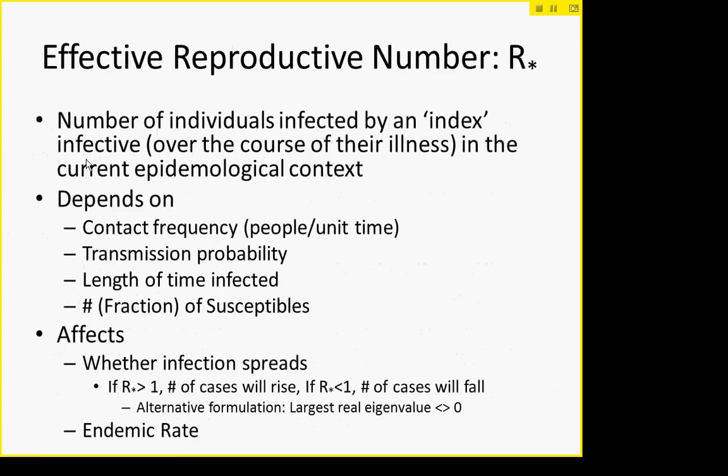The effective reproductive number is the number of individuals infected by an index infective. We consider a particular, isolated, distinguished infective over the course of their illness, and we ask how many people they would be infecting over the course of their illness. Now this depends on how many susceptible people there are around them, the fraction of those people around them that are susceptible, how frequently they contact people, the likelihood of transmission, and the length of time they're infected. And if this is greater than one, then the number of people with infection is going to be rising. If it's less than one, it will be falling. Okay?